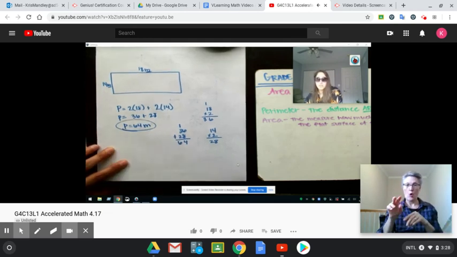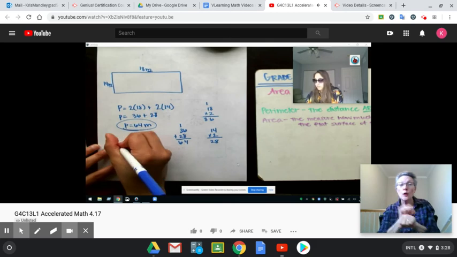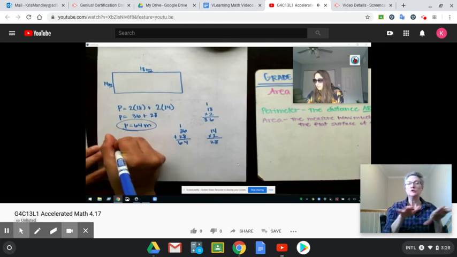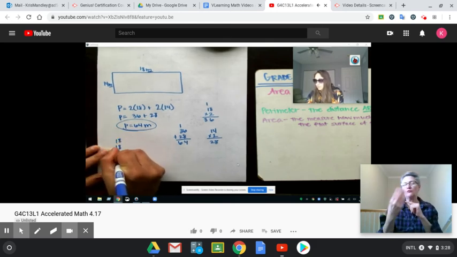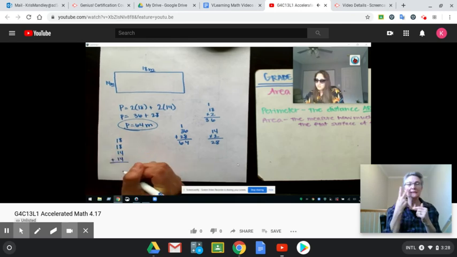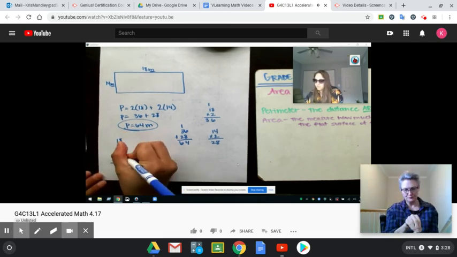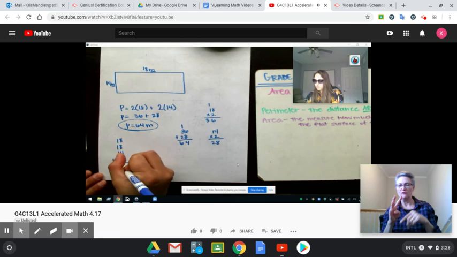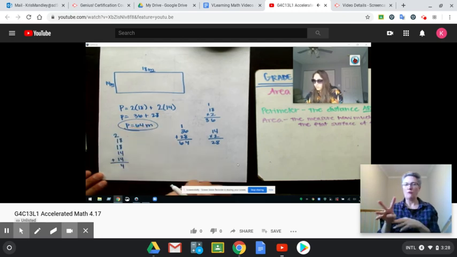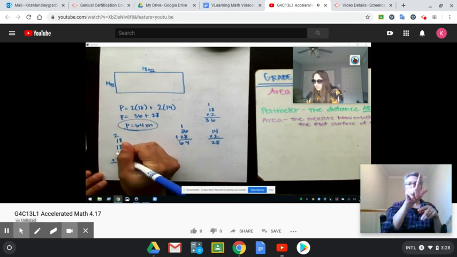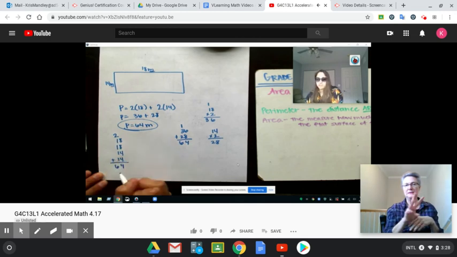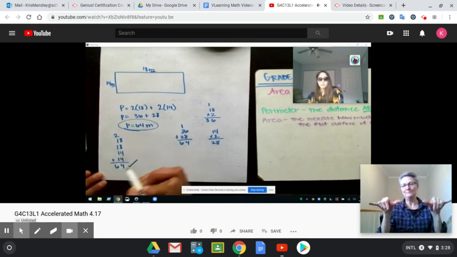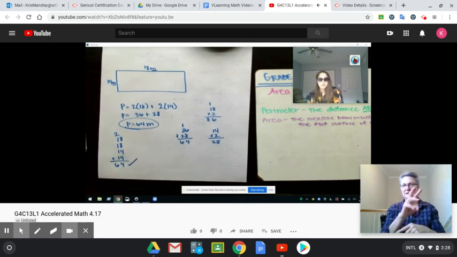How could you double check your work? Well, you could double check by doing 18 plus 18 plus 14 plus 14 and seeing what you get. So 8 plus 8 is 16, plus 4 is 20, plus another 4 is 24. I'll regroup, and then I have 2, 3, 4, 5, 6. And look at that, it checks out. So we were correct. 64 meters is our perimeter.